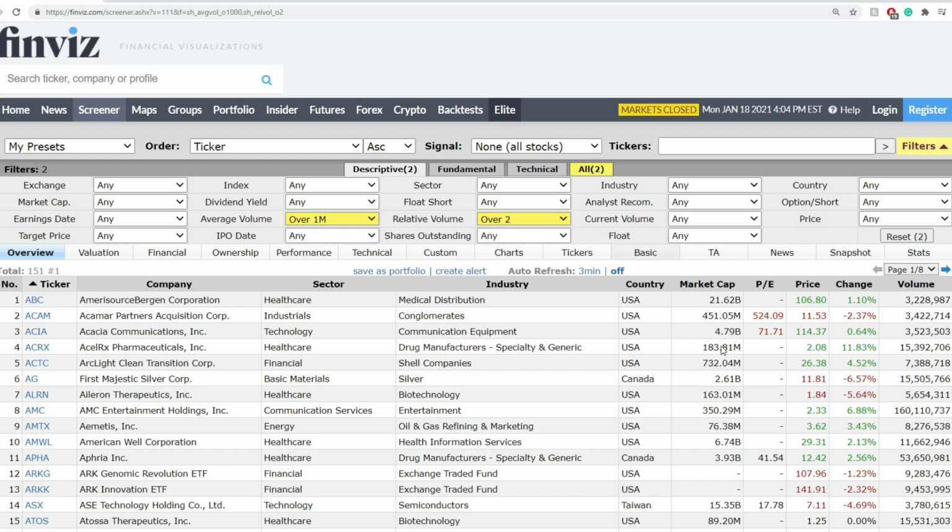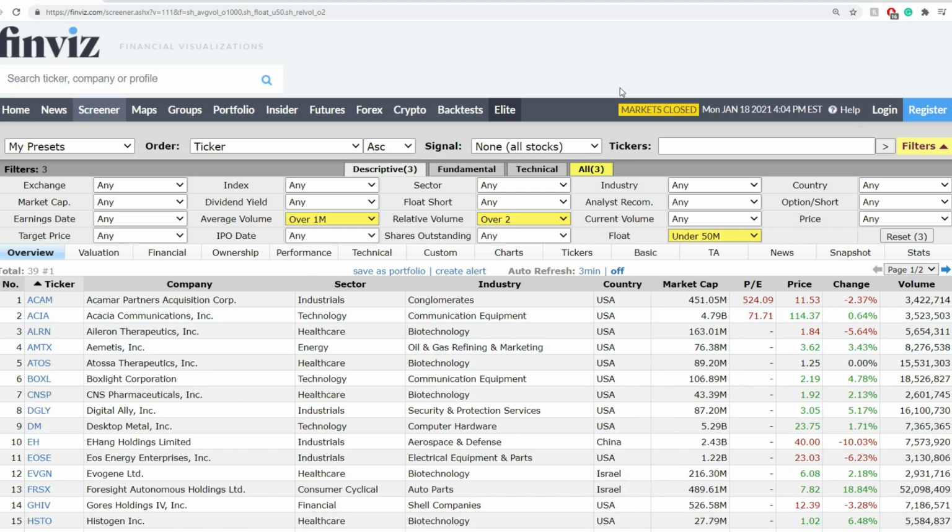Float, I want something that can move fast because I'm doing volume, right? So you can do under 50. Of course, you can play on and fix these up. So if you only have 5 stocks that actually fit, you can go under 100 million in terms of float. Floats are the amount of shares that are available for trading, not the outstanding shares, it's different. Float is the ones that are actually held in the market. Relative volume is relative to the average volume.